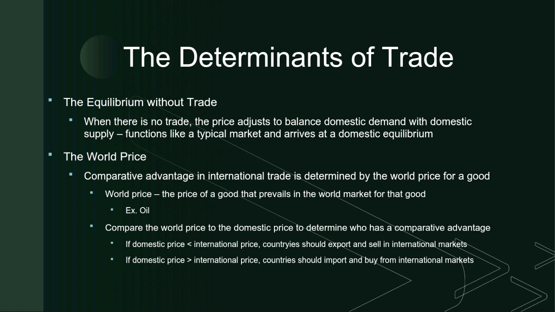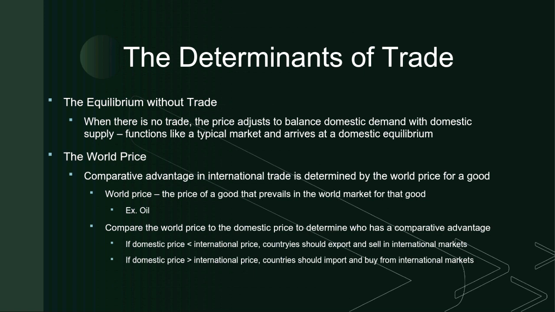So to give you an example, oil is sort of the classic case. The world price of oil is the price that pervades around the entire world, and it's usually set by a cartel called OPEC. And this is the price of oil that if any country wants to buy oil and import it from the market, this is the typical price that is prevailing. So, like I said, oil is set by OPEC.